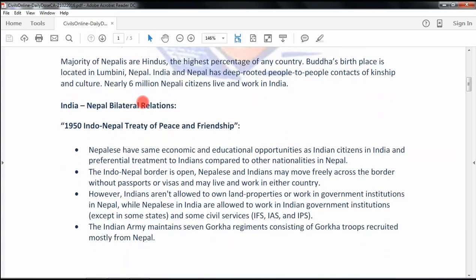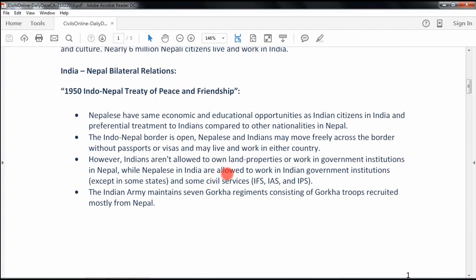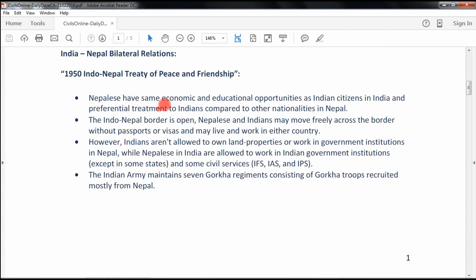So let's look at India-Nepal bilateral relations. Whenever you talk about India and Nepal bilateral relations, you have to remember this: 1950 Indo-Nepal Treaty of Peace and Friendship. I just repeat, 1950 Indo-Nepal Treaty of Peace and Friendship, according to which the provisions of it say Nepalis have same economic and educational opportunities as Indians in India and preferential treatment to Indians compared to other nationalities in Nepal. The Indo-Nepal border is open.